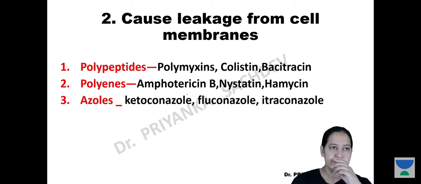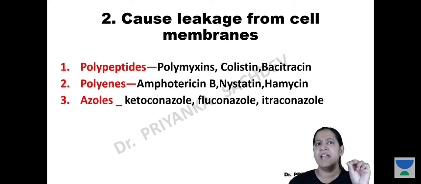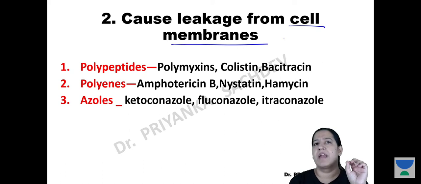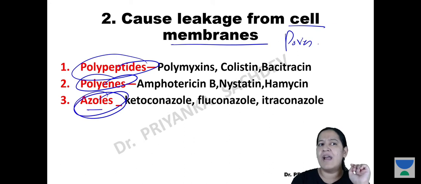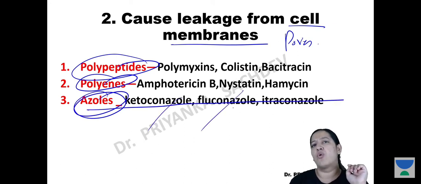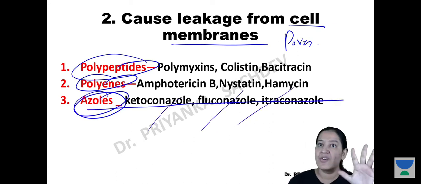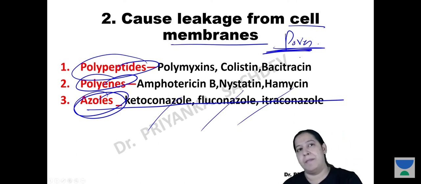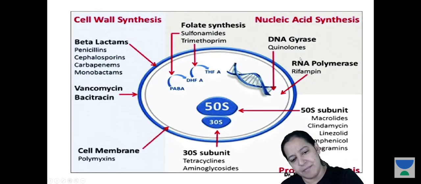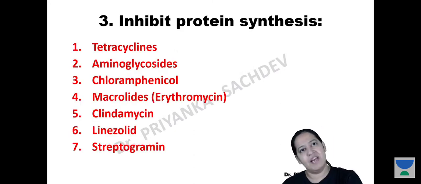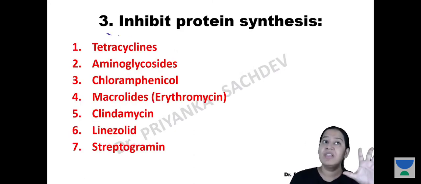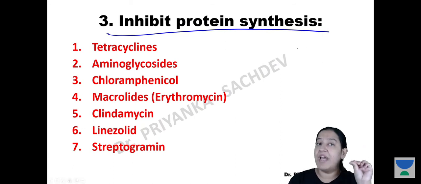Number 2, there are certain drugs which cause holes in the cell membrane, which cause pores in the cell membrane. There are polypeptides, polyenes and azoles. Azoles are antifungal drugs: ketoconazole, fluconazole, itraconazole. These are the drugs which cause pores in the cell membrane. These are also bactericidal. Bacteria will be killed because of the pores. Number 3, there are certain antibiotics which inhibit protein synthesis.